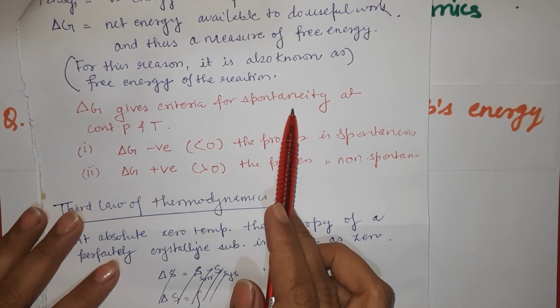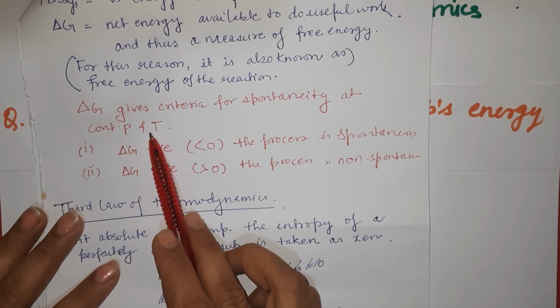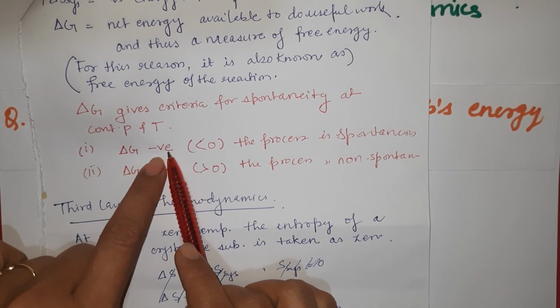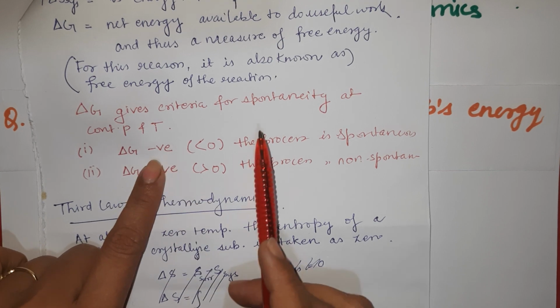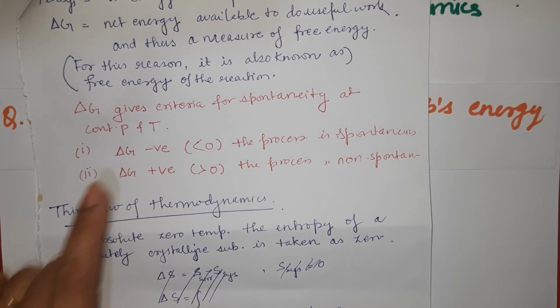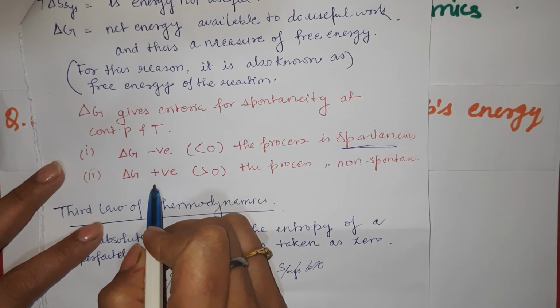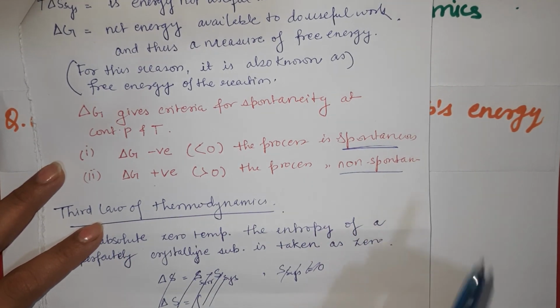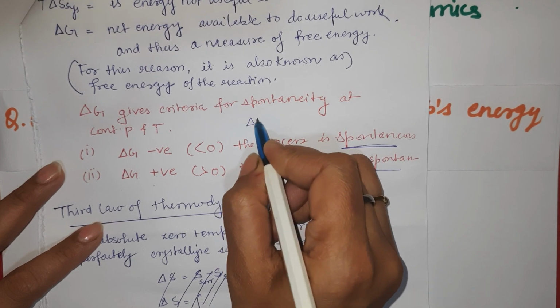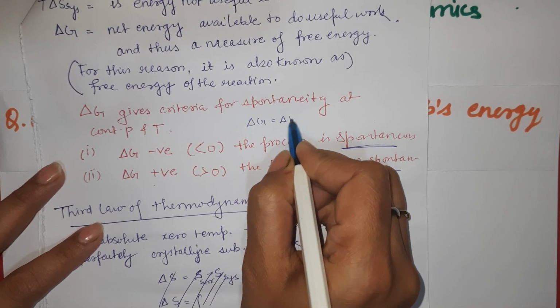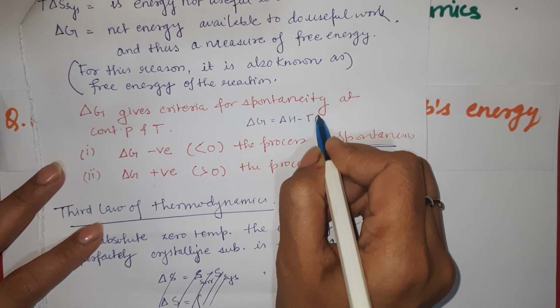Here is the criteria of spontaneity at constant pressure and temperature. If delta G is negative, the process is spontaneous. And if delta G is positive, the process is non-spontaneous. We have the relation delta G equals delta H minus T delta S.